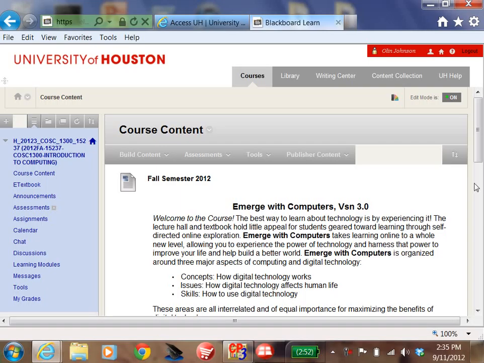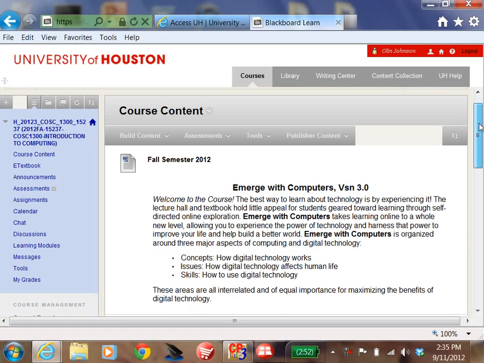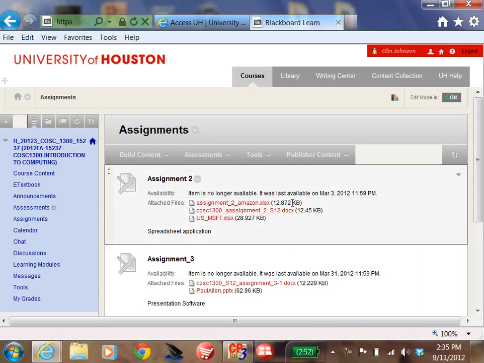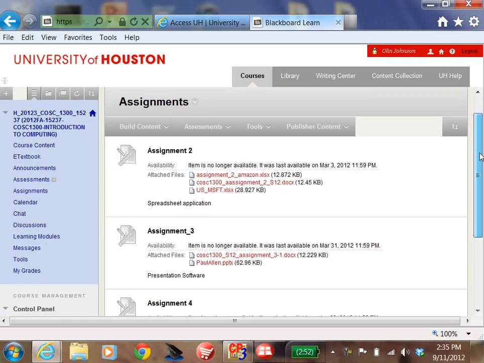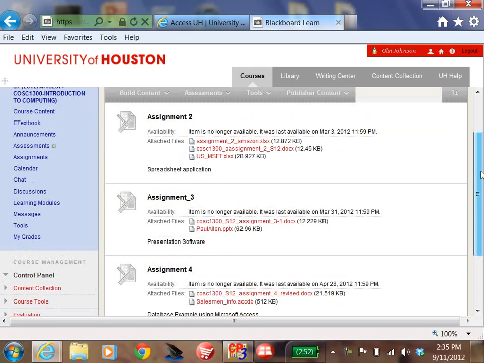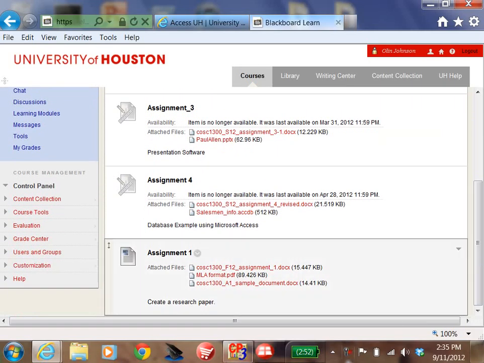And so we're going to go to our main page on our content, and then over here are announcements, assessments, and assignments. So we're talking about an assignment. So we click on assignments, and so you see here it says you shouldn't be able to see any assignment 2, 3, or 4. You should be able to see assignment 1, right?